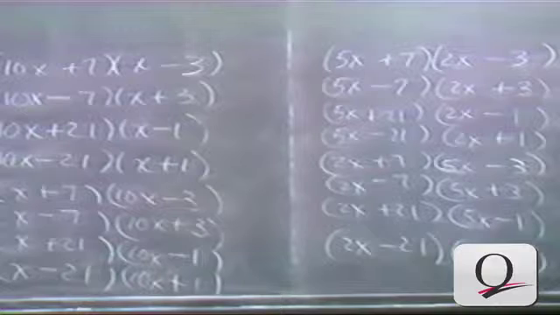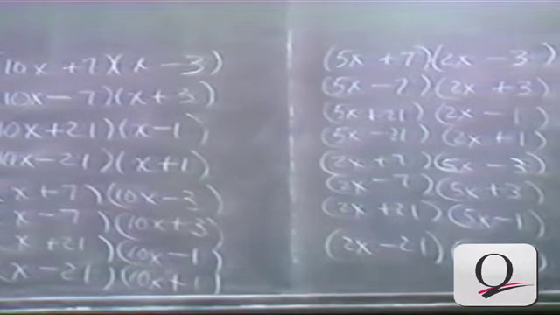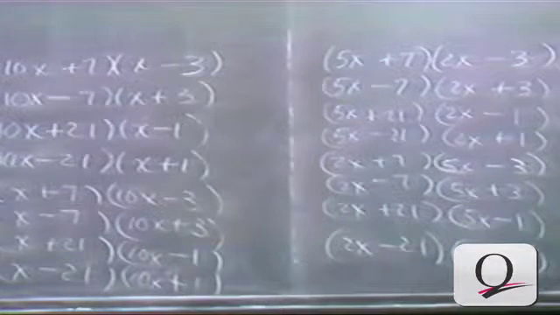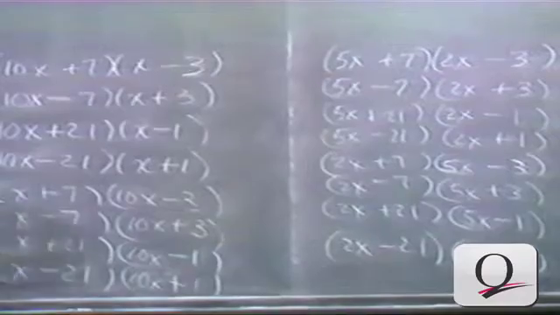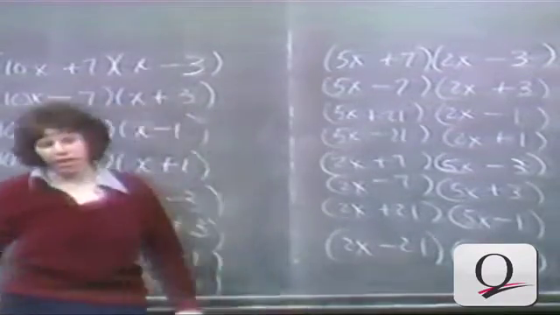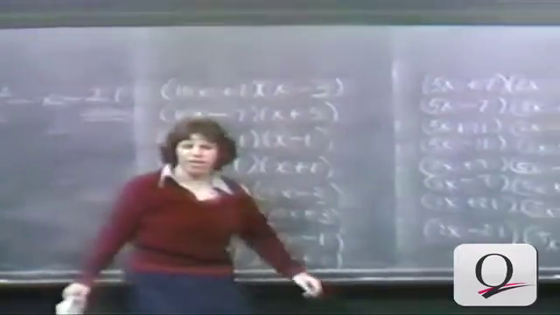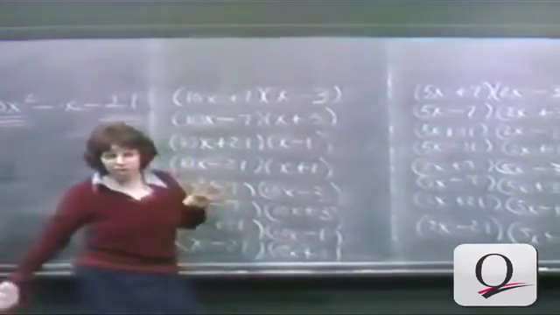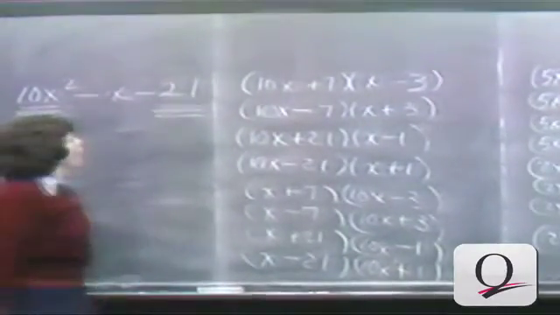It's a lot of work, but you can list every single possibility. Each of these, by the way, gives you the 10x squared and the minus 21. That was the whole idea. So when you're checking, you don't have to worry about first, outer, inner, and last, because you know the first and the last are all right, or you wouldn't have put them down as a possibility. It's really just a matter of checking the outer and the inner. What we're looking for is a net result of minus 1x.